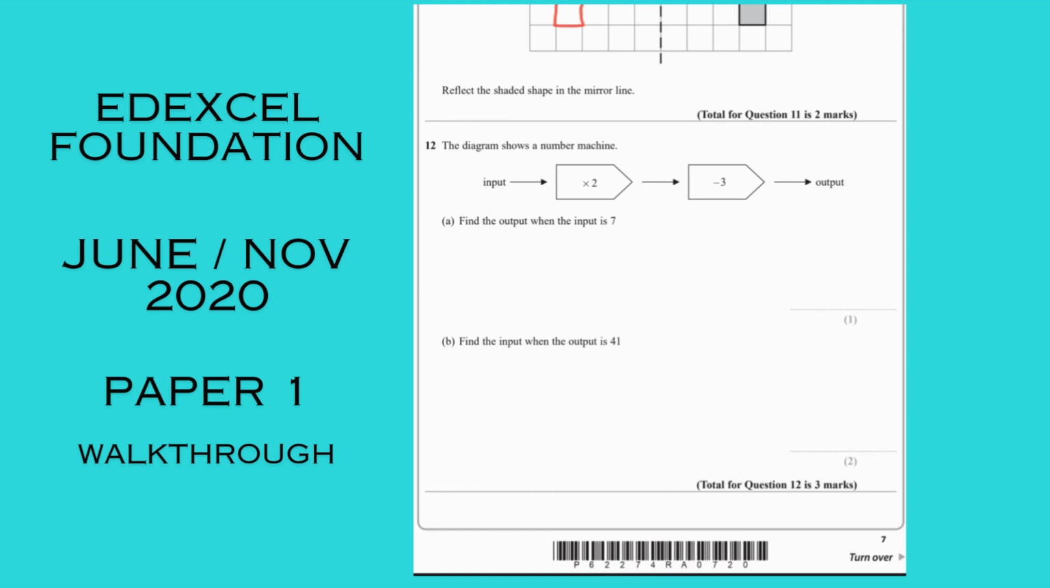Find the output when the input is 7. So you stick 7 in, you double it for 14, you subtract 3 for 11. Finding the input means reverse the flow, do the opposites. So we're going to add 3 to get 44. We're going to divide by 2 to get 22.